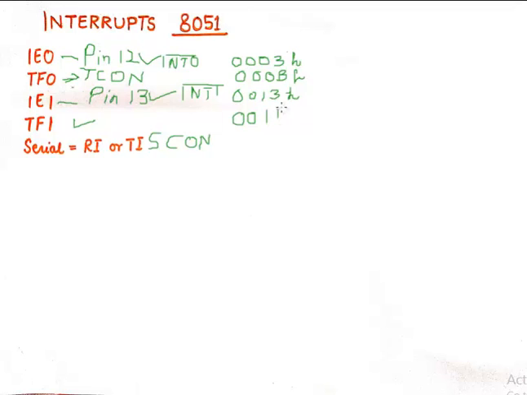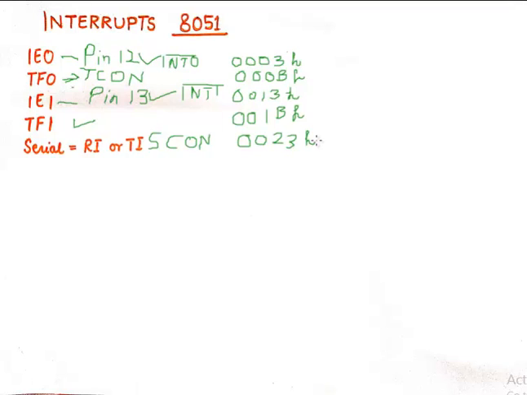Again, very, very important from the point of view of multiple choice questions featuring in GATE and other competitive examinations. And finally, the serial interrupt will take the microcontroller to 0023H. So this needs to be committed to memory. So that was the priority of the interrupts: where they feature and what their vector addresses are.